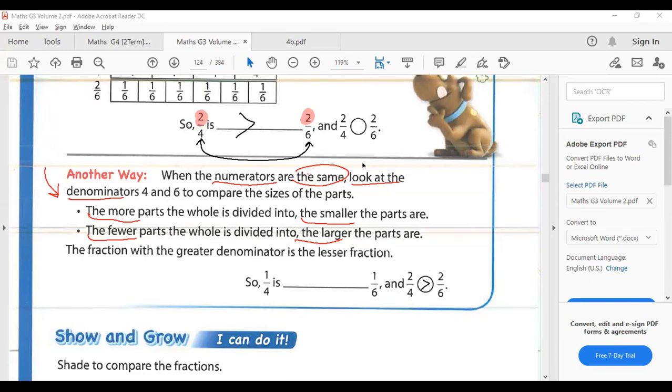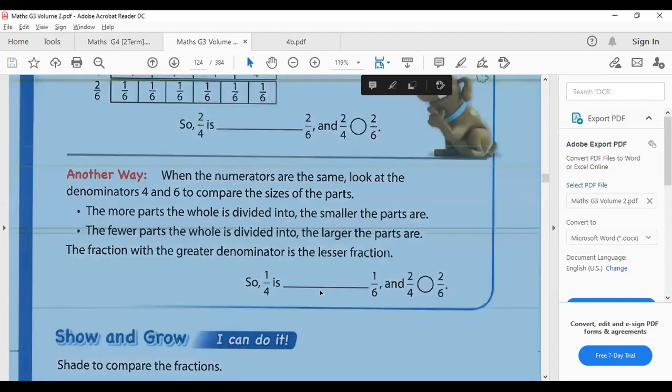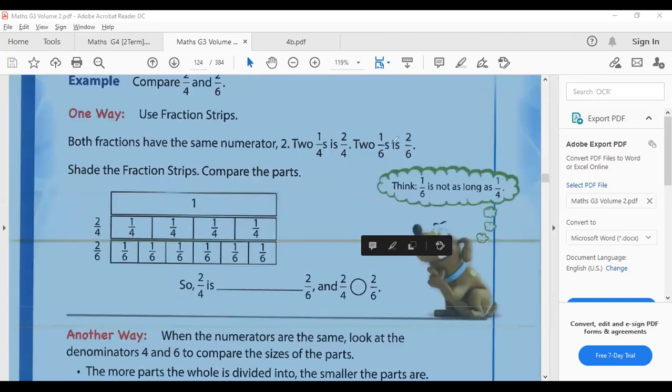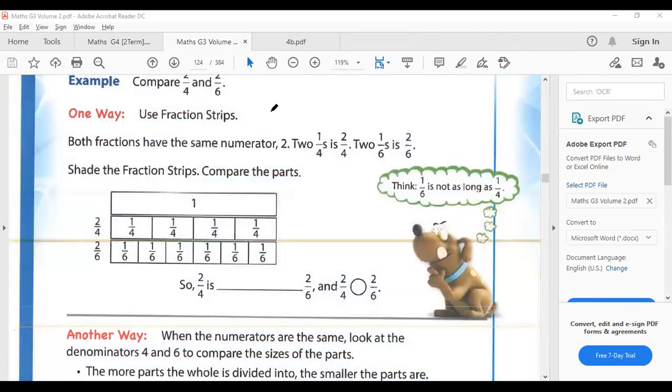If we solve the same example, if we need to clarify the answer, how we said that 2 over 4 is greater than 2 over 6, just listen carefully. If you have 2 over 4, we're going to divide it into 6 parts.